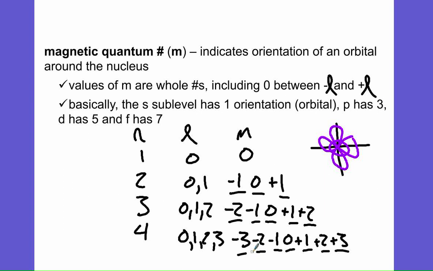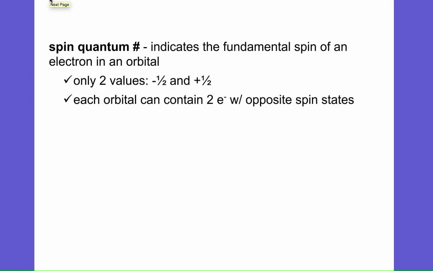So again, the magnetic quantum number just tells us the orientation. It actually tells us how many orbitals are in each of those sublevels. So there's 1 s orbital, there are 3 p orbitals, there are 5 d orbitals, and 7 f orbitals, which is important to us. Finally, the spin quantum number indicates the fundamental spin of an electron in an orbital.